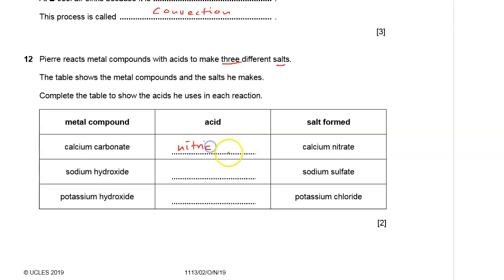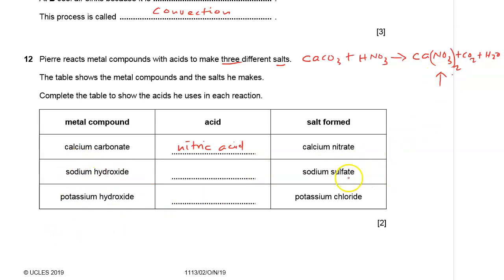So nitric acid will give you calcium carbonate. I hope you know how to write some of these chemical equations. So this is calcium carbonate. When it reacts with nitric acid, that's how we write nitric acid in chemical formula, what you get is calcium nitrate plus carbon dioxide plus water. So there you have your calcium nitrate.